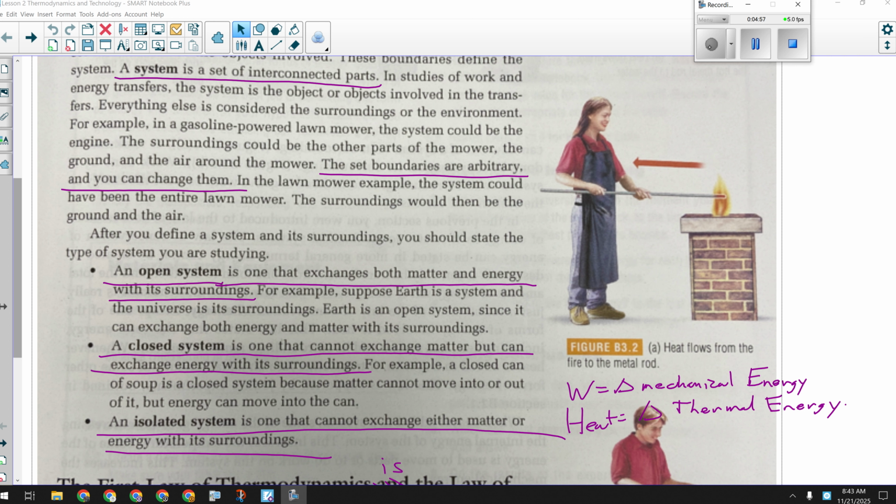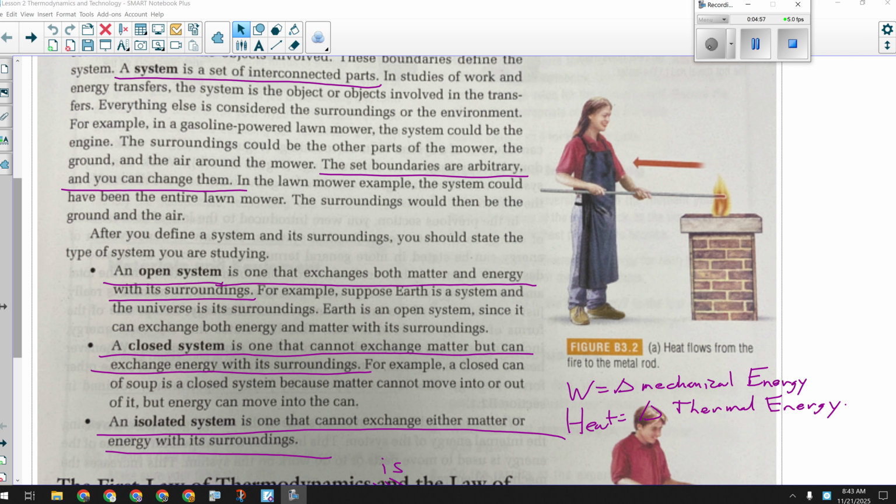Okay, so you'll exchange energy with your surroundings because you are the hotter object. There's no way to seal you off from the surroundings in terms of your energy. Now, if you were a closed system, that means you're still exchanging energy, but you're no longer exchanging matter. So something has sealed it off airtight. Kind of like this.